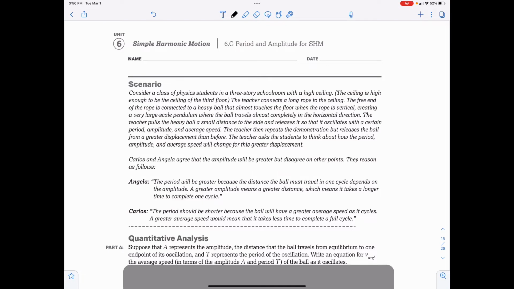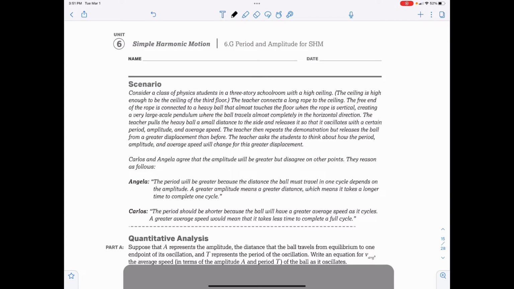In this scenario, consider a class of physics students in a 3-story schoolroom with a high ceiling. In other words, the ceiling is high enough to be the ceiling of the 3rd floor. That's a very tall classroom. The teacher connects a long rope to the ceiling. The free end of the rope is connected to a heavy ball that almost touches the floor when the rope is vertical, creating a very large-scale pendulum where the ball travels almost completely in the horizontal direction. That means the pendulum's just moving forward, not in a circle in any way.